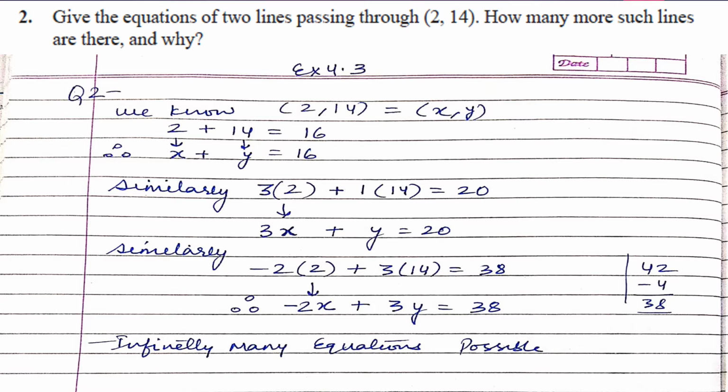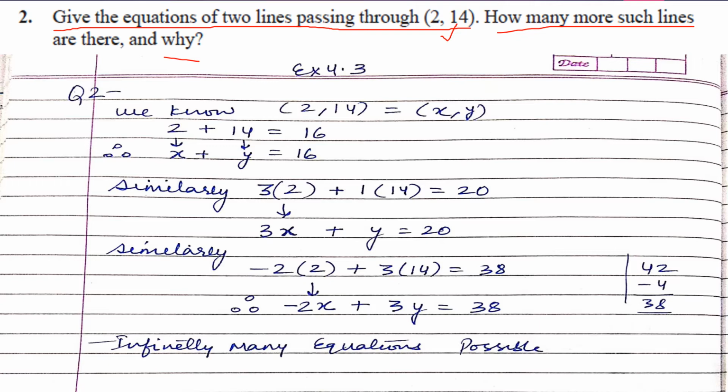Now, question number 2 is: give the equations of two lines passing through the point (2, 14). We have to give two equations of lines that pass through this point. How many more such lines are there and why?